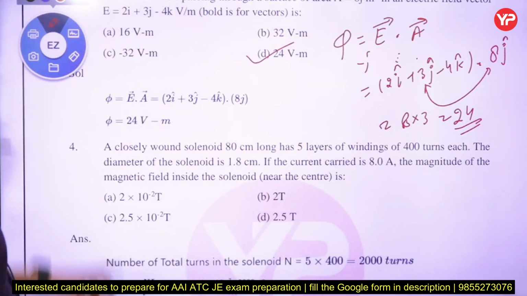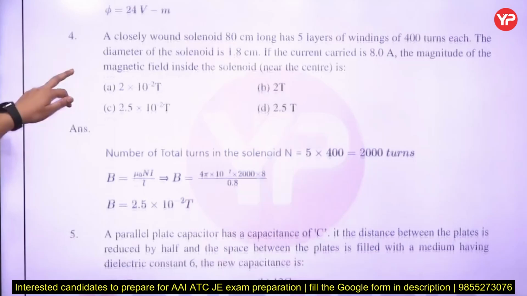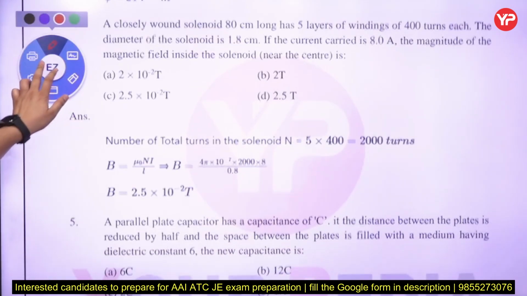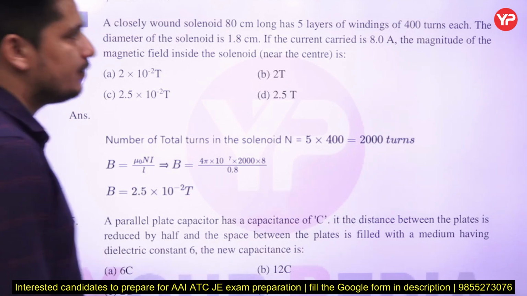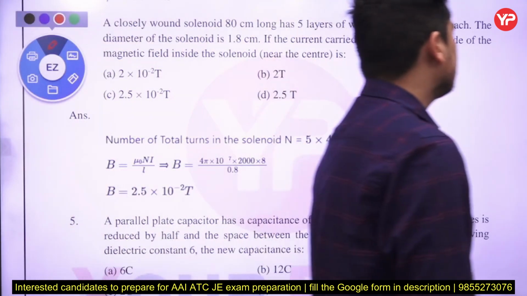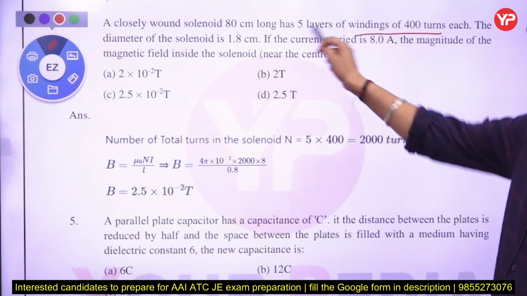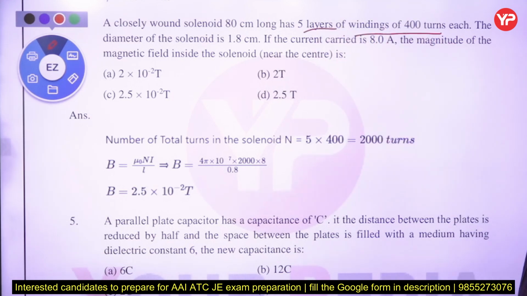Next question. A closely wound solenoid 80 centimeter long has 5 layers of winding with 400 turns in each. Each winding has that many turns and there are 5 layers of that. The diameter of the solenoid is 1.8 centimeter. The current carried by the solenoid is 8 ampere. Find the magnitude of magnetic field intensity inside the solenoid.